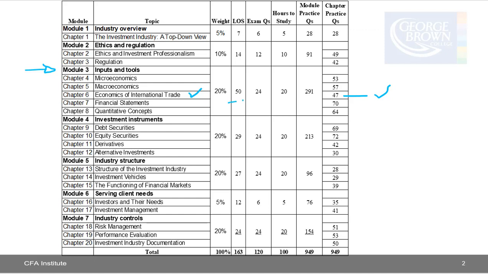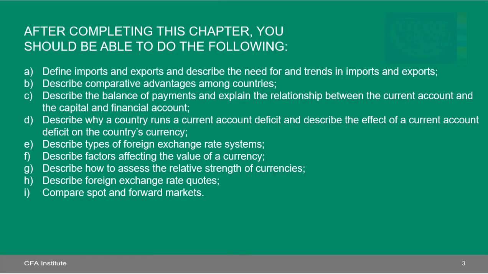Recall there are 50 learning outcome statements for this module. There are 9 learning outcome statements for this chapter. The 9 learning outcome statements for this chapter are: Learning Outcome Statement A, define imports and exports and describe the need for and trends in imports and exports. LOS B, describe comparative advantage among countries. C, describe the balance of payments and explain the relationship between the current account, the capital account, and financial account.